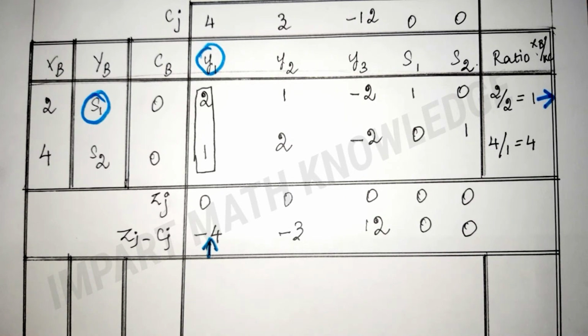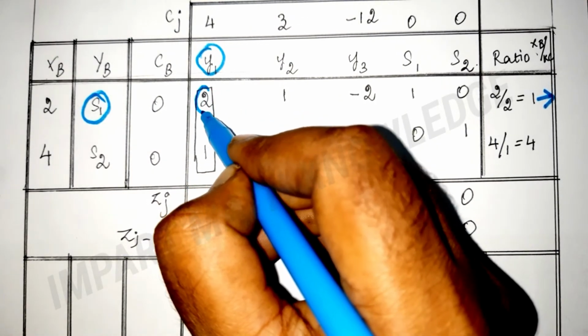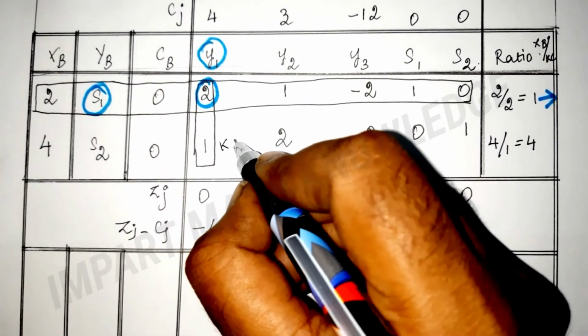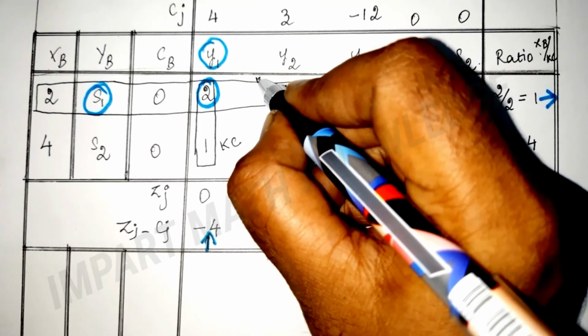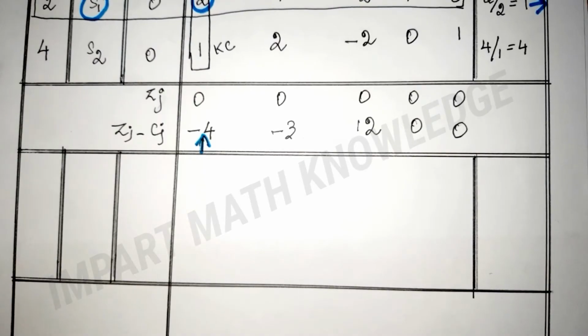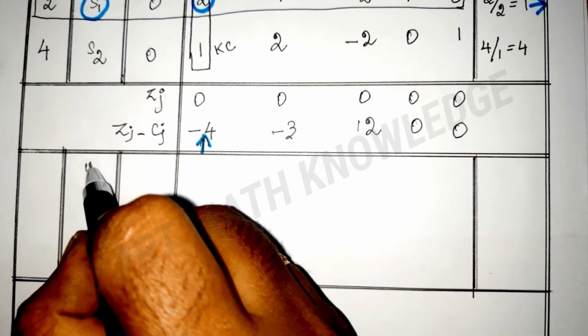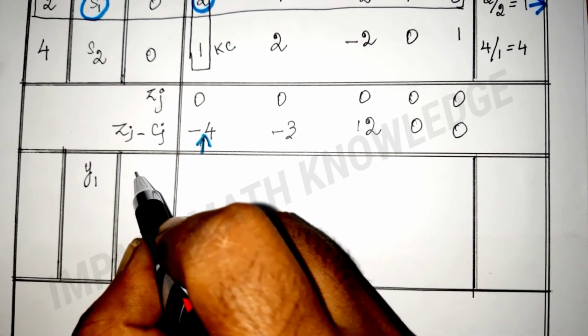So the intersecting value is 2. So 2 is the key value. This is key column and this is key row. For the next table, S1 leaves the table. In the place of S1, you put y1. For y1, the value is 4.